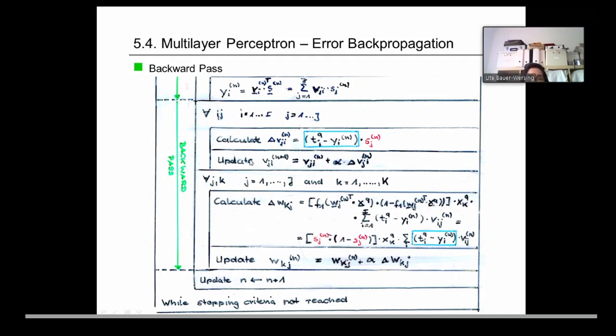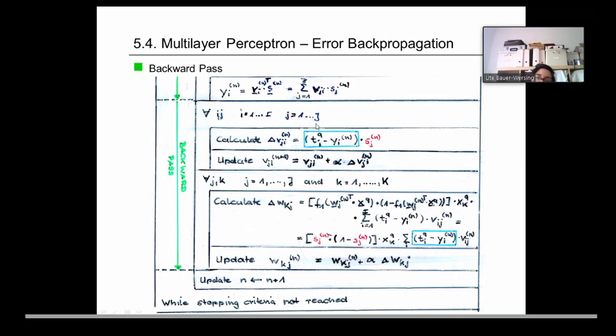We update the weight of the neuron i that we are currently considering, the weight j of the neuron i, by using the learning rate and the calculated delta value. And as you can see here, we are using the output of the neurons of the hidden layer. So we have to store these outputs.